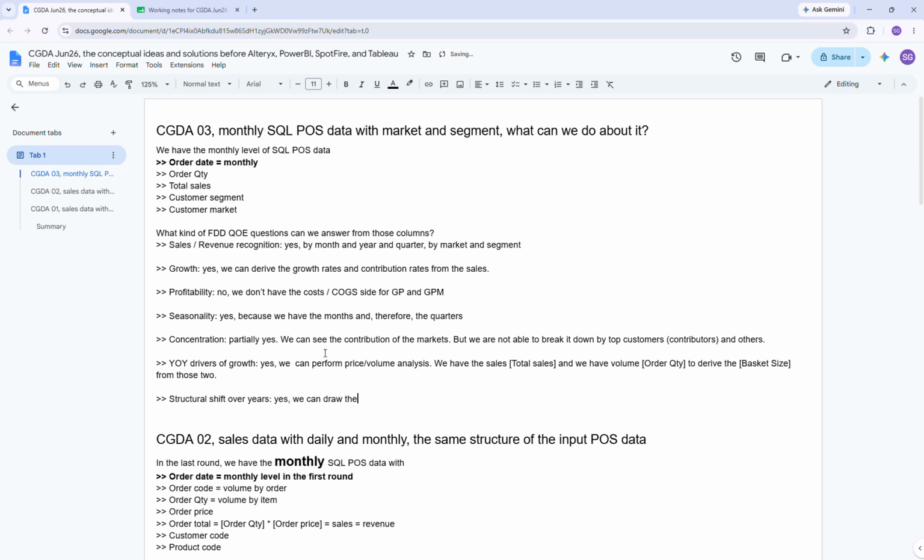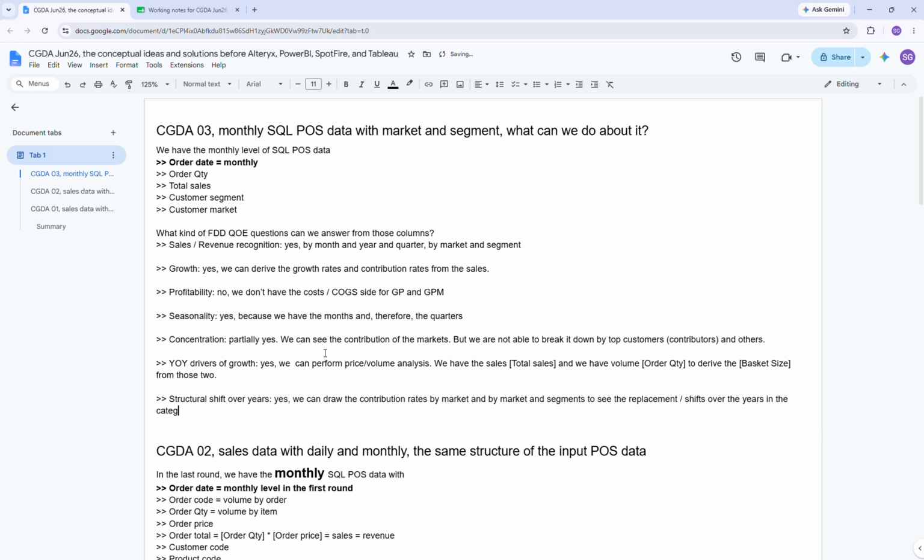We can draw the contribution rate by market and by market and segment to see the replacement and maybe changes, shift over the years in the segment, in the category. Okay, so yes.